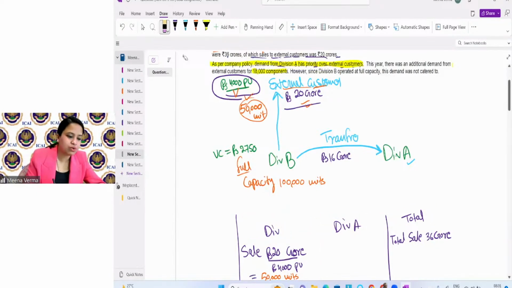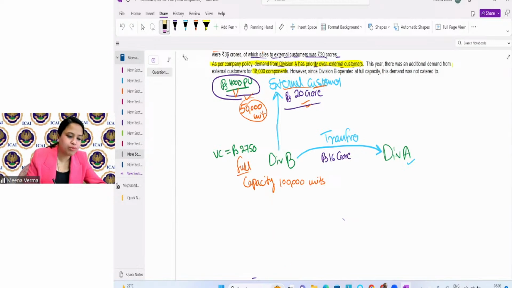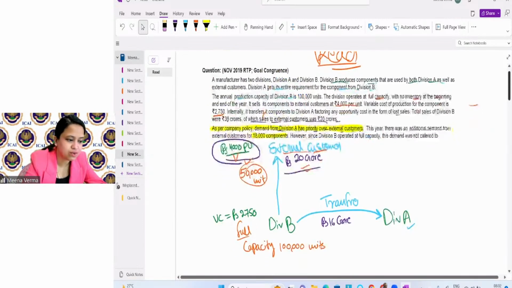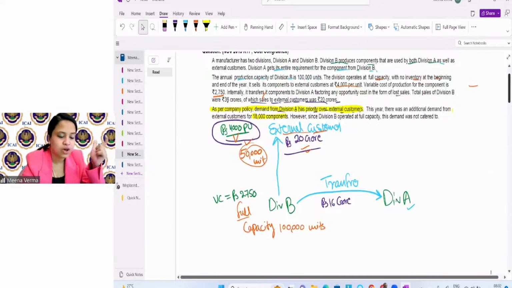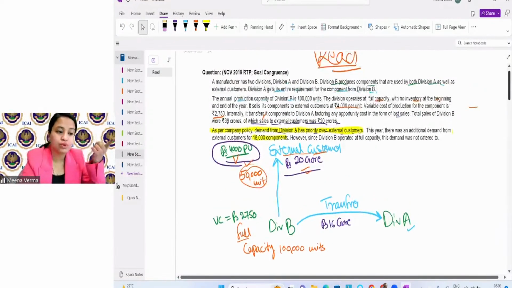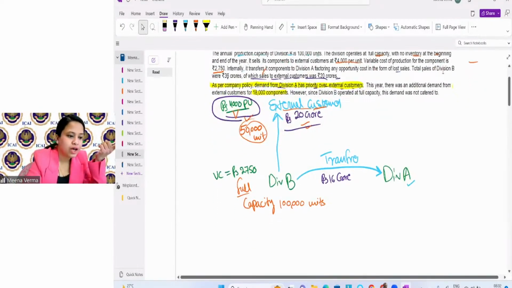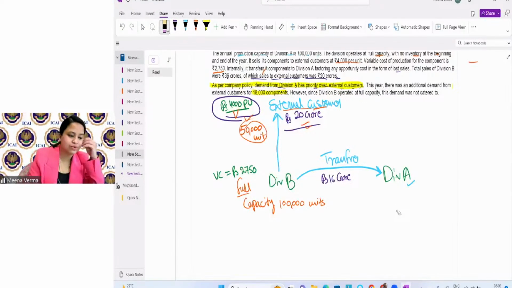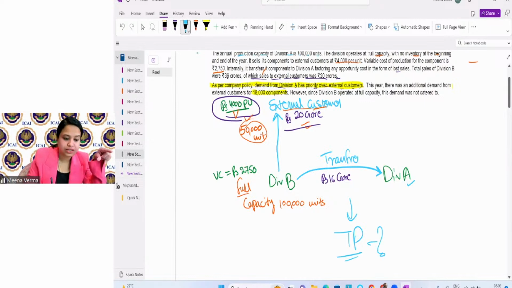So now we know the sale of division A, the sale of division B, and how many units we are selling outside. We know all these things and you can write it in the answer: the sale in the external market, the sale internally, how many units you are selling outside. Now the next question is about the transfer price: how will you decide the transfer price between these two divisions? What will be the transfer price under the present scenario?